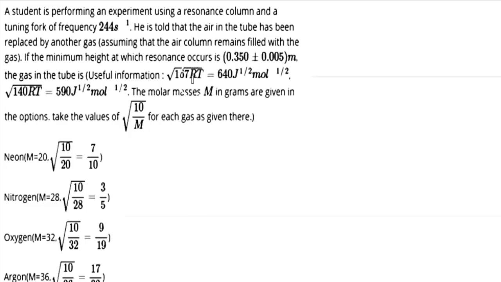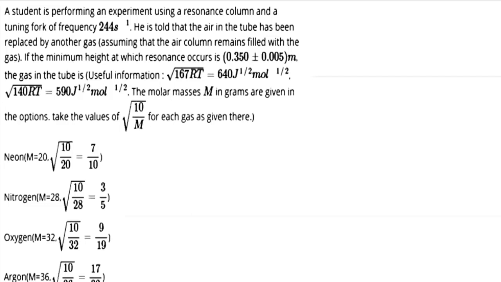So we have been given some useful information also, which we will use in the question. So this is under root 167 RT is 640 joule per mole, and under root 140 RT is 590 joule per mole, and the molar mass in grams is given in the options. Take the value of 10 upon M for each gas as given in the question. So this is 7 upon 10, right?